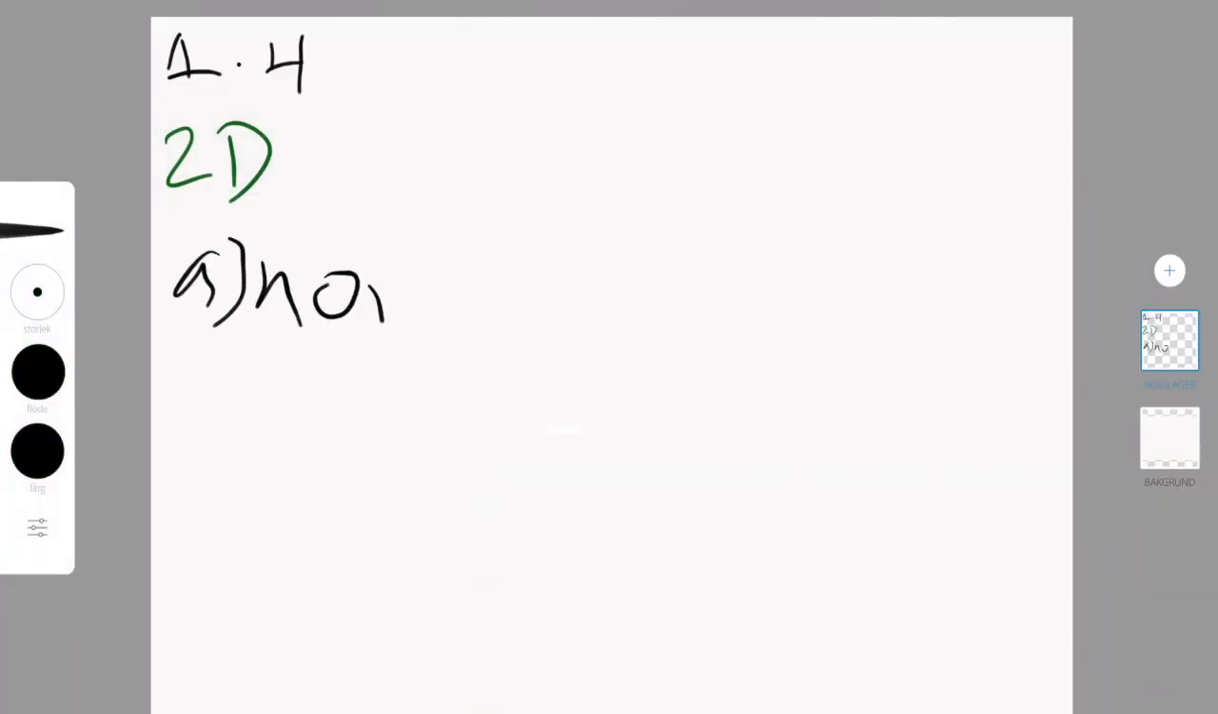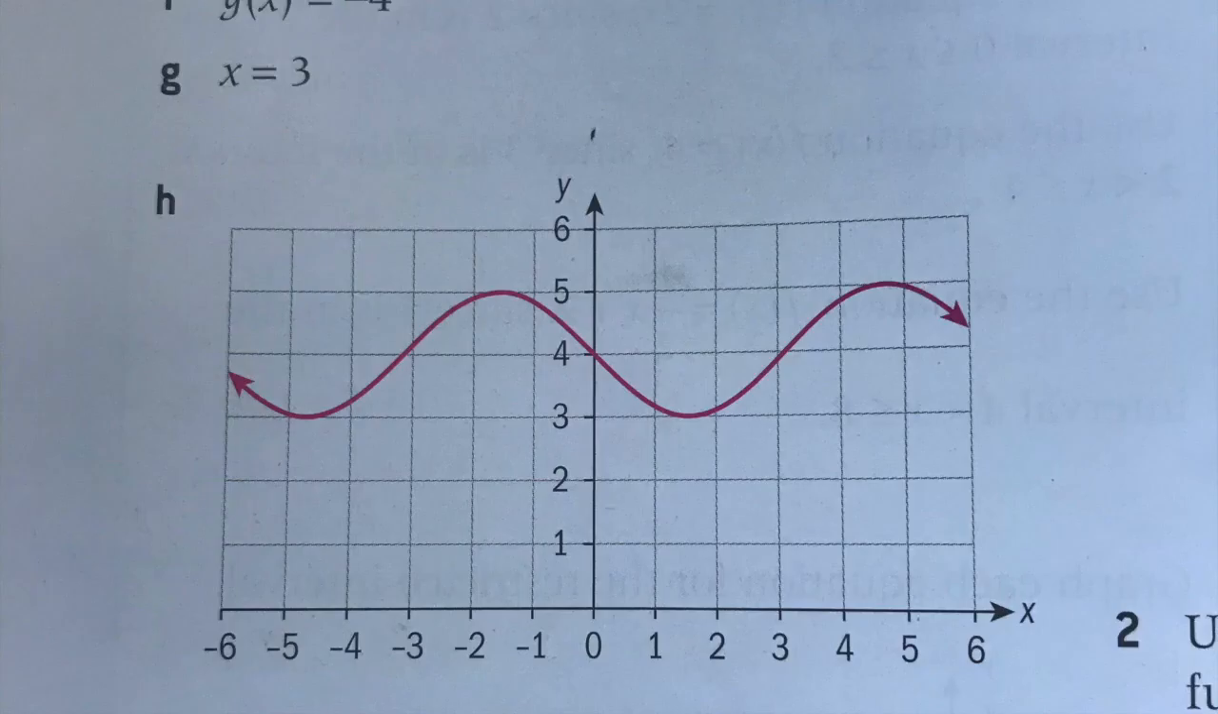So now to start with the examples, we're going to do 2D. Now ignore what I wrote about A. A is not interesting, but look at this graph right here, and you might have to pause, and we're going to decide what the domain and range are.